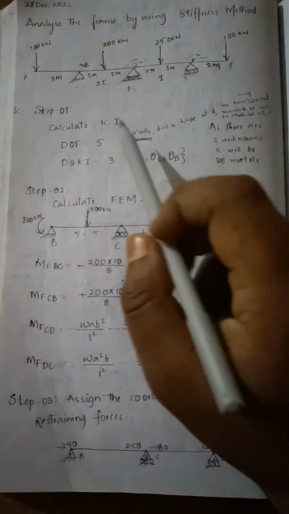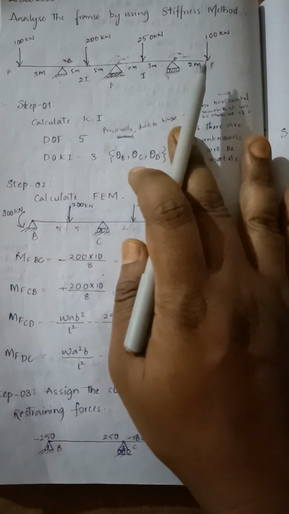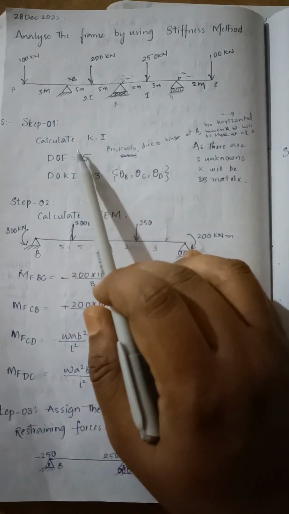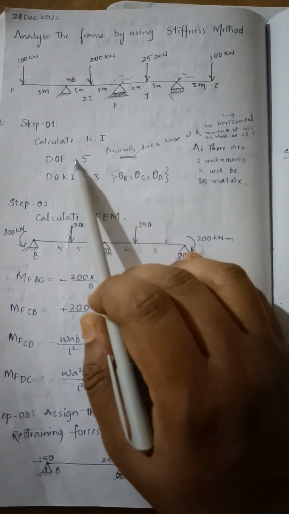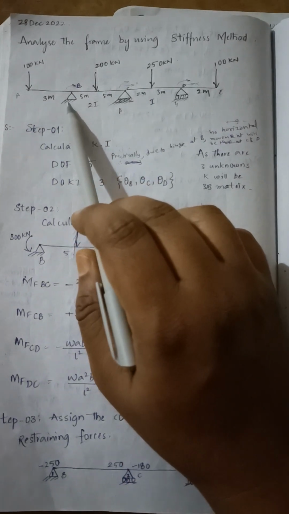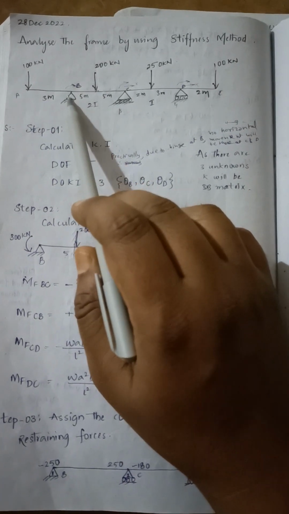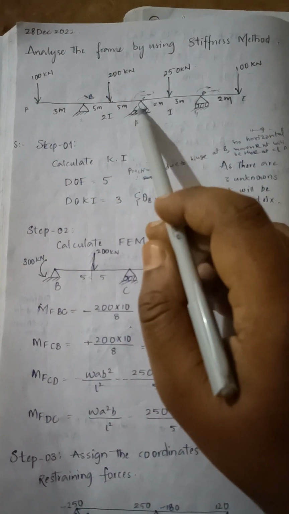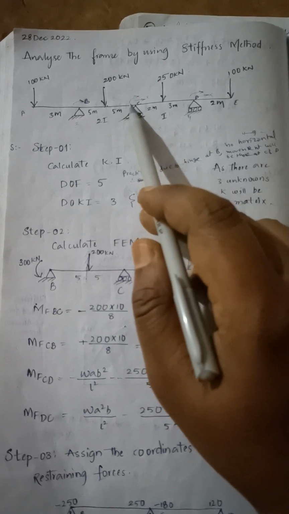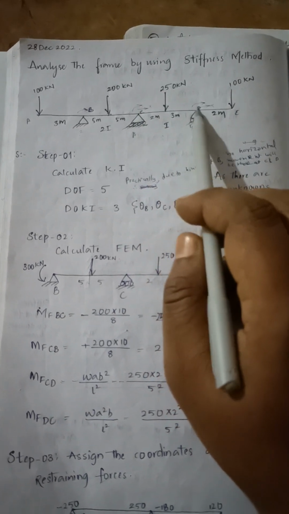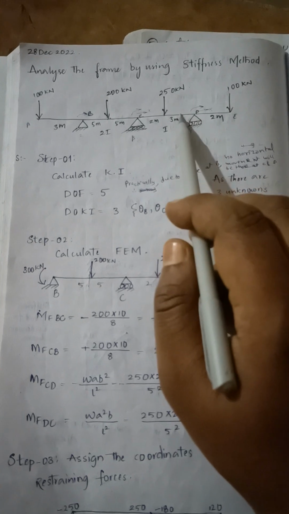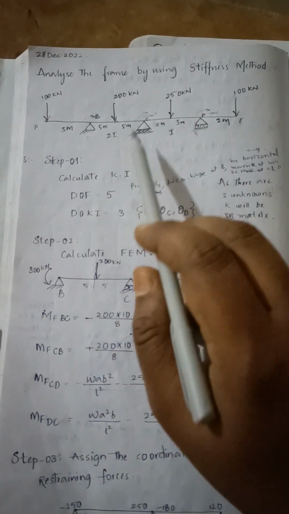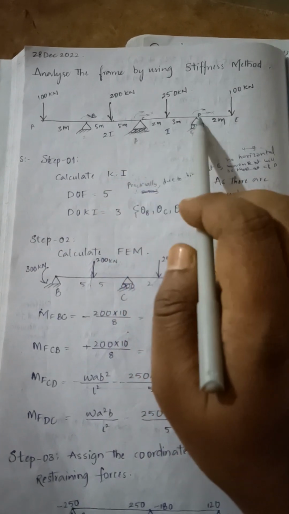In the stiffness method, the first step is to calculate kinematic indeterminacy. So the degree of freedom is 5. How? Here you will have 1 degree of freedom, moment. Here you will have 2 degrees of freedom, horizontal and moment. Here you will have horizontal movement and moment. So 1 plus 2 plus 2 is 5.